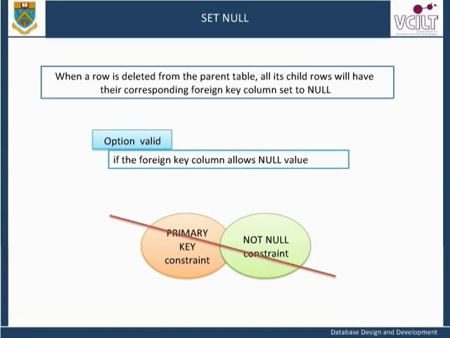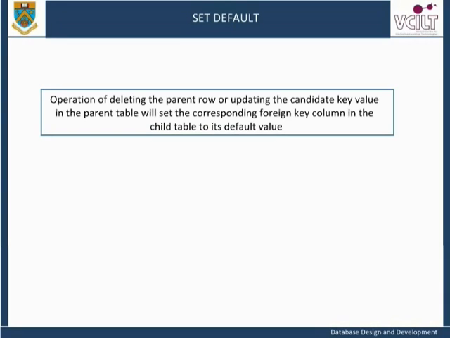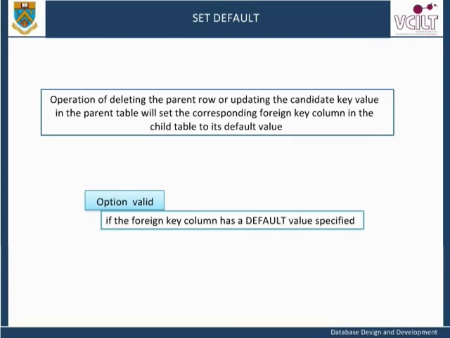The set null option can be specified in Oracle by creating corresponding triggers. By having this option, the operation of deleting the parent row or updating the candidate key value in the parent table will set the corresponding foreign key column in the child table to its default value. This option is only valid if the foreign key column has a default value specified. Again, in Oracle, this option can be implemented using appropriate triggers.